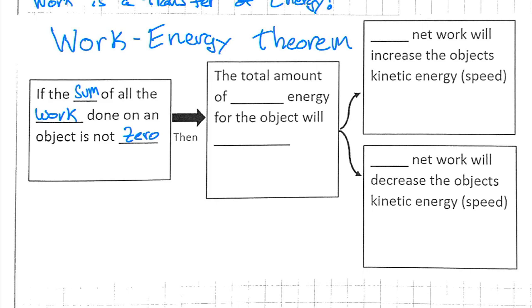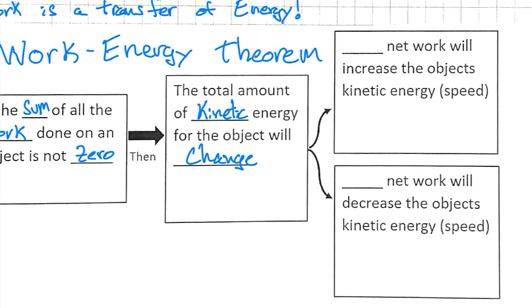If you add up all the work done and the sum is not zero, then the total amount of kinetic energy for the object will change. Now, this is only true for a single object. And single objects cannot have potential energy. Potential energy always involves at least two or more objects, because potential energy involves some sort of positional relationship. So for one object only, you add up all the work done on it by any type of force, conservative, non-conservative, doesn't matter. You add up all the work done. If it's not zero, then the object will change kinetic energy.